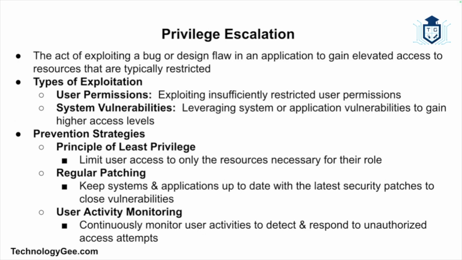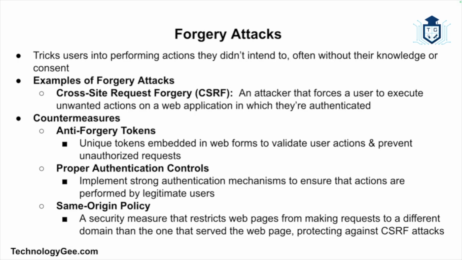Next, we have what is called privilege escalation, and this is the act of exploiting a bug or design flaw in an application to gain elevated access to resources that are usually restricted. And this can occur through exploiting user permissions or system vulnerabilities. So adhering to the principle of least privilege, regularly patching systems, and monitoring user activities are essential in preventing privilege escalation.